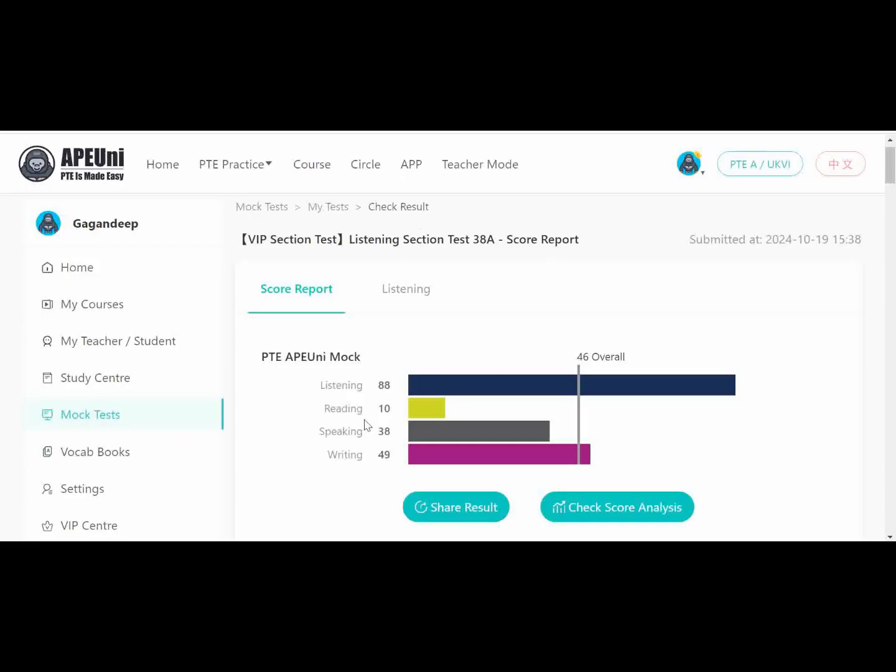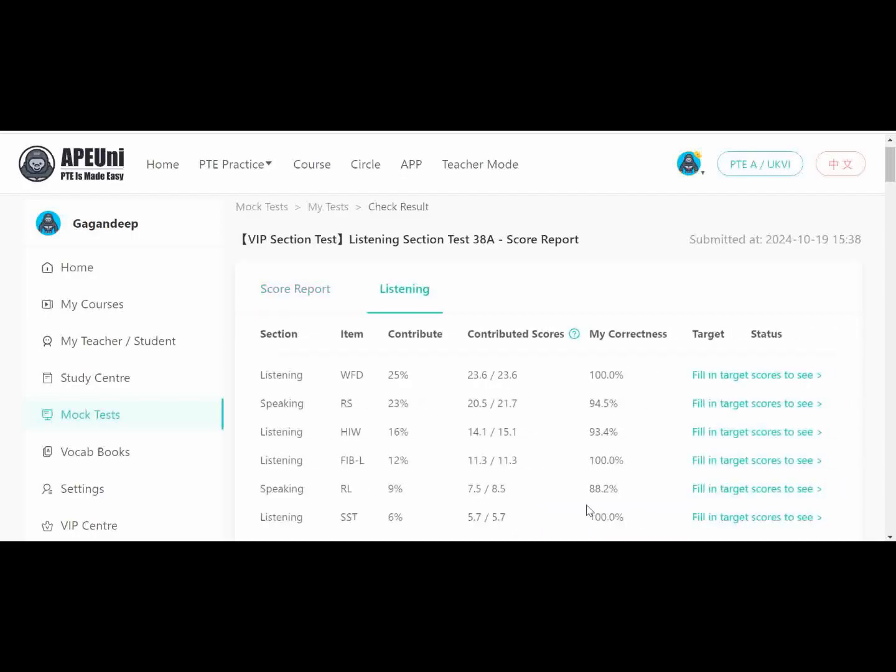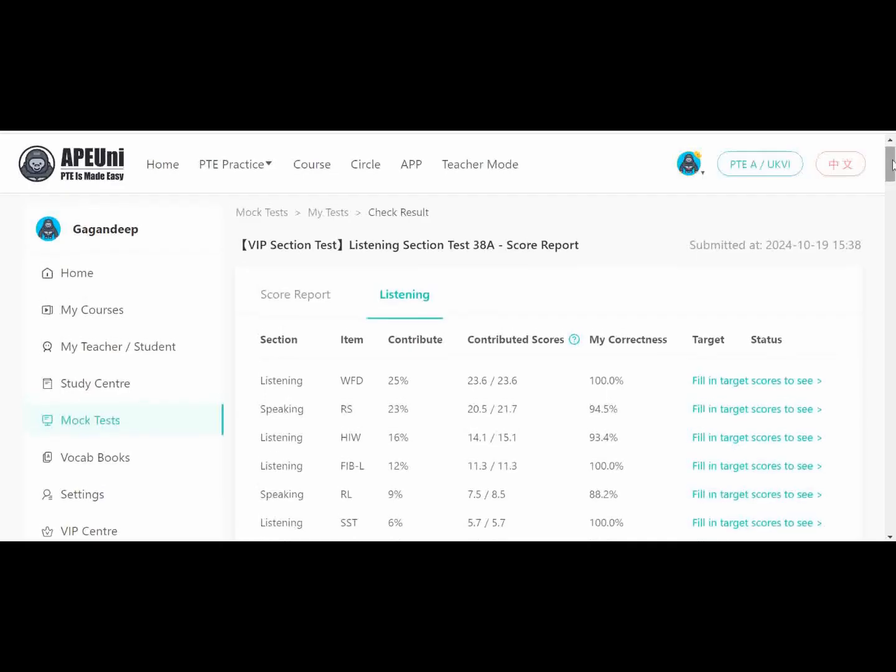So in listening it's 88 and it's speaking 38 and writing 49. Overall score is nothing because this is the section test of listening section. So if you are giving the mock test, then you will get the overall score, and this is the task wise score of the listening section. So in front these are the important tasks.